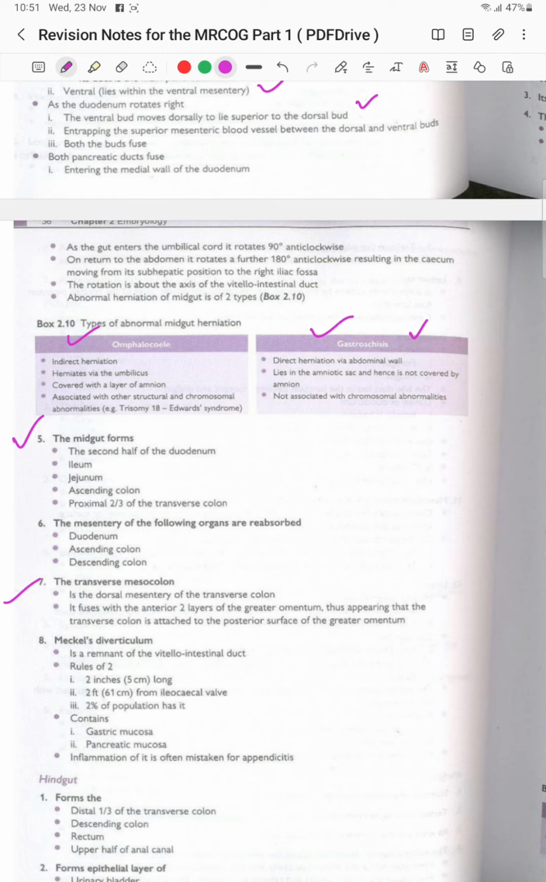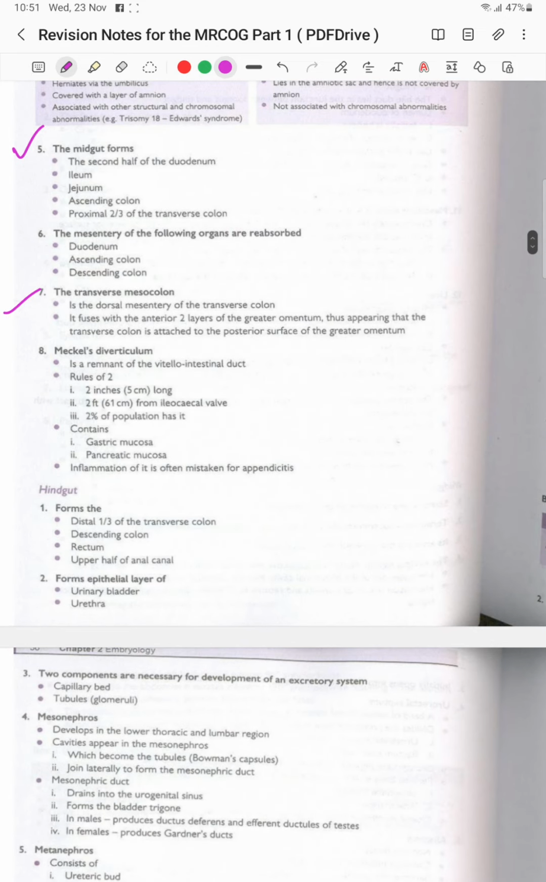Meckel diverticulum is the remnant of the vitello-intestinal duct and follows the rule of twos: it is 2 inches, 5 cm, long, 2 feet, 61 cm, from the ileocecal valve, and 2% of the population has it. It contains gastric mucosa and pancreatic mucosa, and inflammation of it is often mistaken for appendicitis.